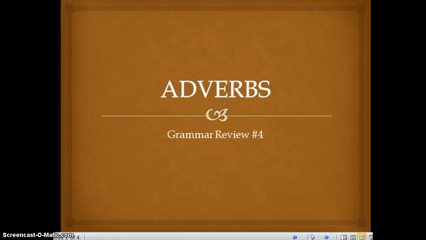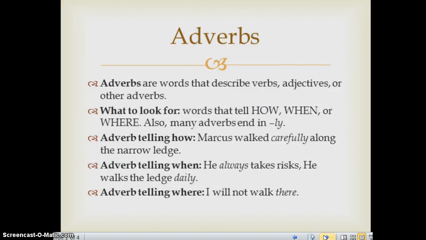Our last part of speech for the week is adverbs. And adverbs are words that describe verbs, adjectives, or other adverbs. It kind of takes some investigative work to figure out which words are adverbs, so it may be a little more tricky to identify them than it would be to identify a noun or a verb. As I said, adverbs are words that describe verbs, adjectives, or other adverbs.